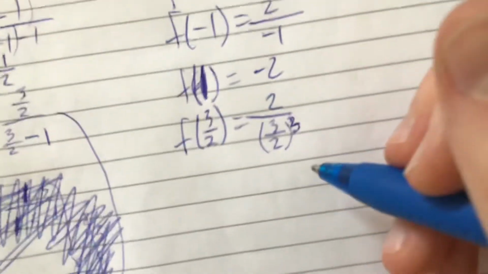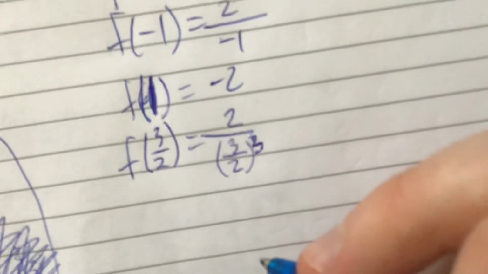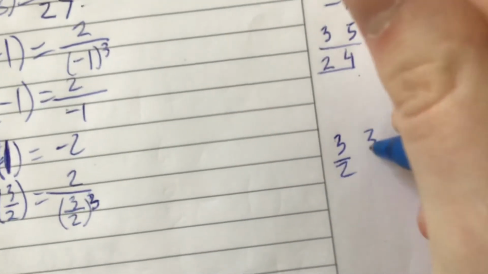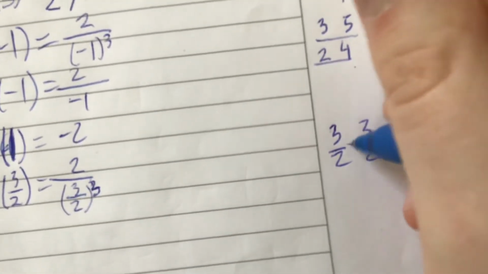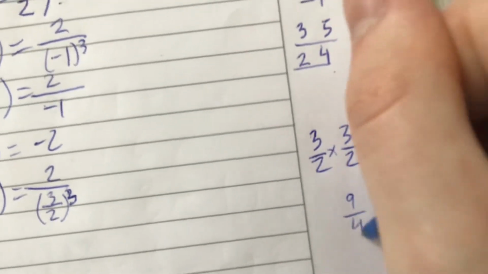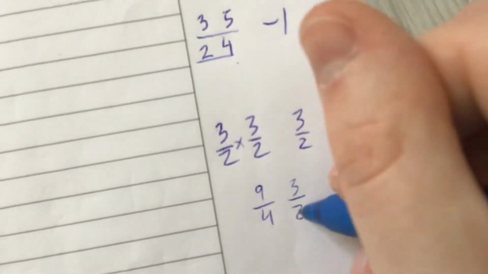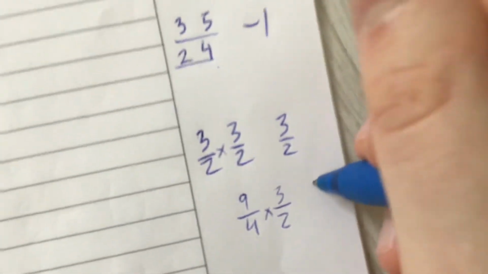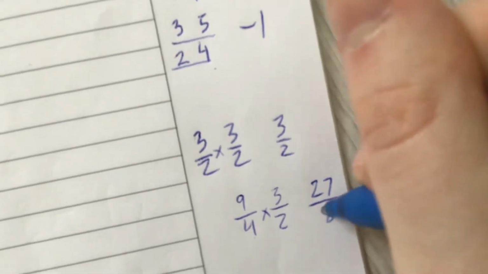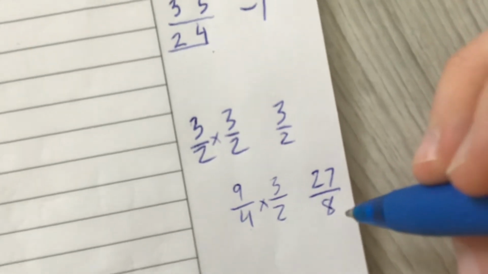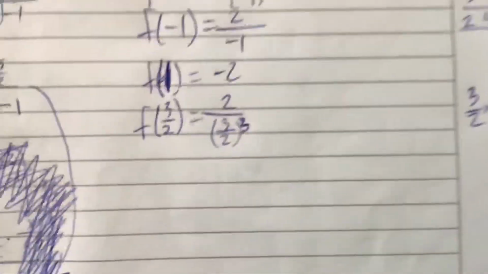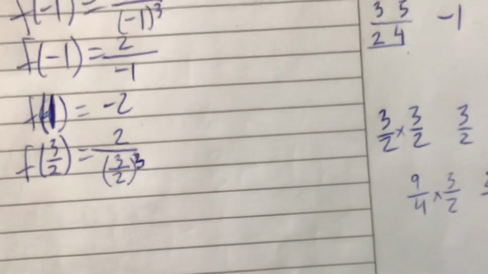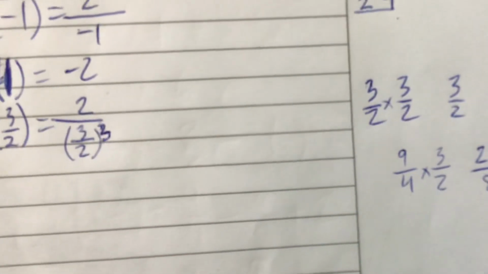3 times 3 is 27, right? But we don't do that. We say 3 over 2 times 3 over 2 again, times 3 over 2 later. This is 9 over 4 times 3, so this is 27 over 8. And then we're going to say 2 divided by that.